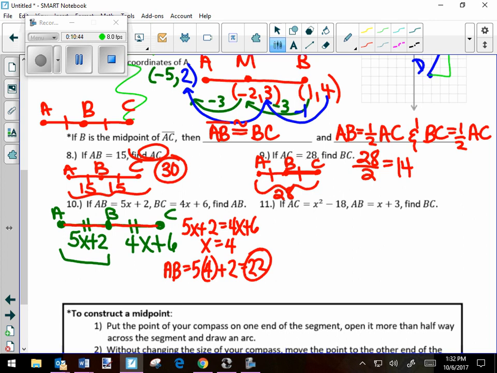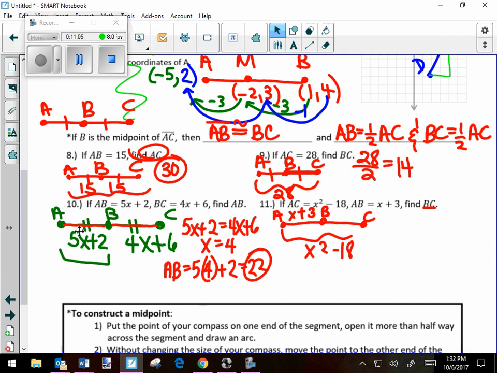In question 11, same picture. All of these questions use the same exact picture. I have that AC, the whole thing, is x squared minus 18. AB is x plus 3. And they ask me to find how big BC is.